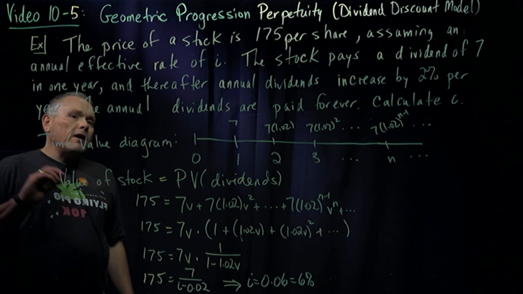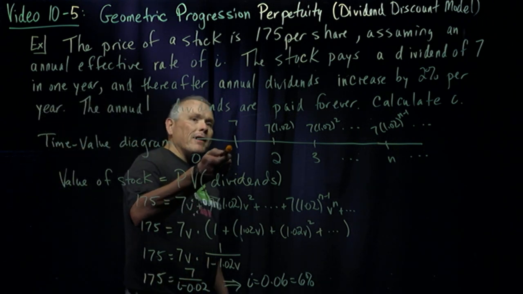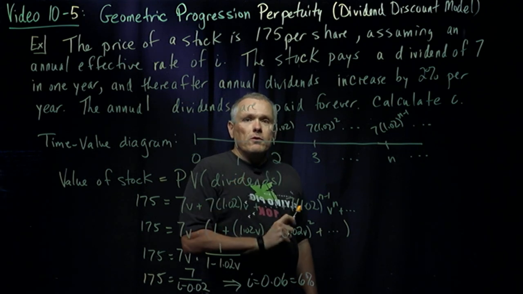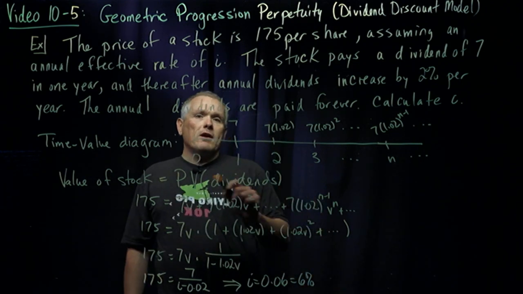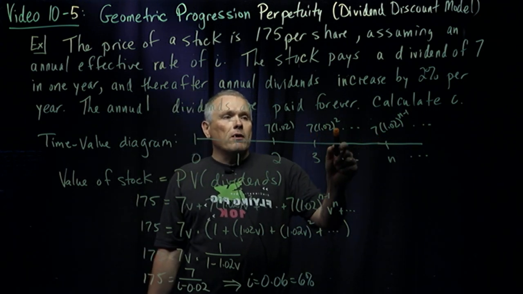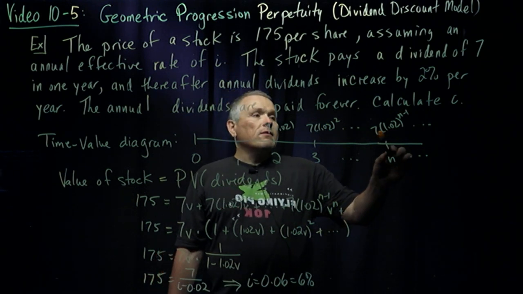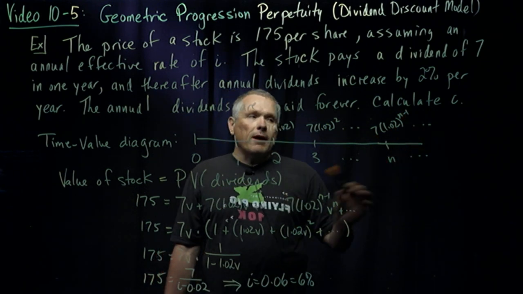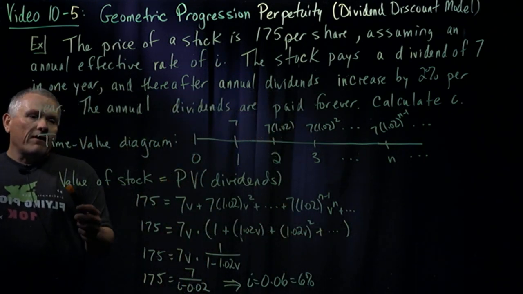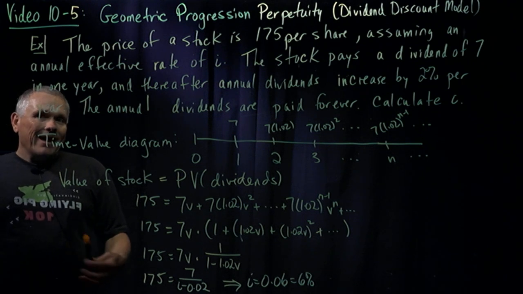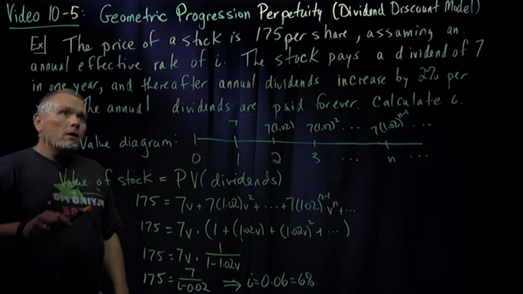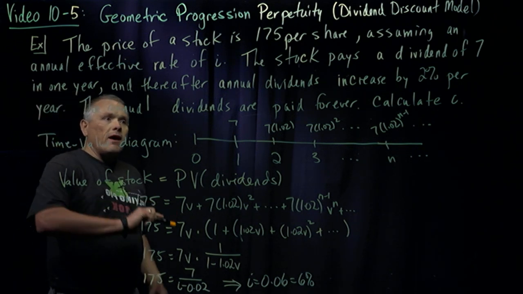So here's your time value diagram. We're getting paid a dividend of 7 at time 1, and then a dividend of 7 times 1.02 at time 2, because we got that 2% increase over the previous, just like we've set up all these other problems before. 7 times 1.02 squared at time 3, 7 times 1.02 to the n minus 1 at time n, and so on. Again, the dividend discount model says that the value of the stock today should be the present value of its dividends in perpetuity. The value of the stock today is given as 175.